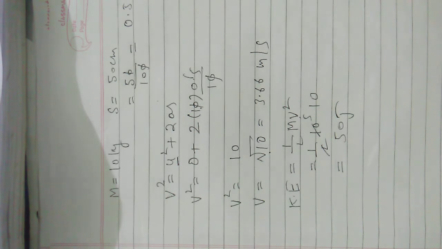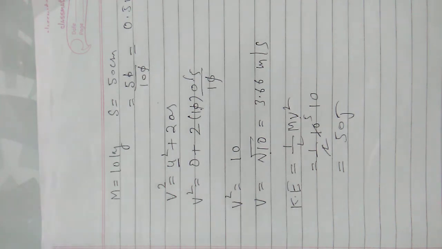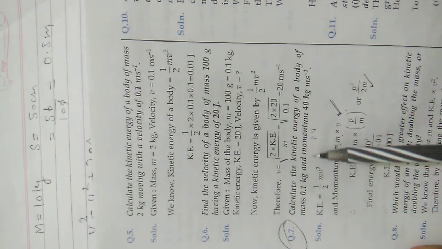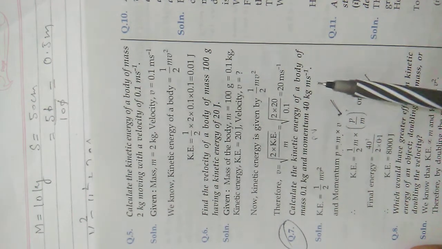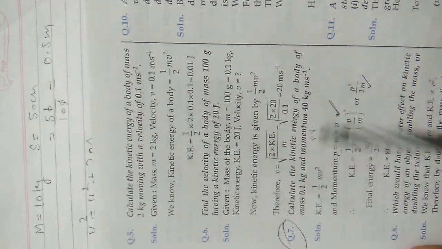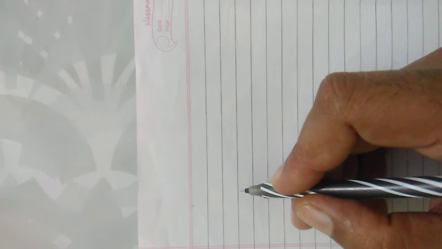Now let us start with another question. In this question, it is question number 7 according to this book. Calculate the kinetic energy of a body of mass 0.1 kg and momentum 40 kg meter per second. So momentum is given to you, mass is given to you. By using these two, we have to calculate the kinetic energy. So let us do this question also. Let us write whatever is given to us.